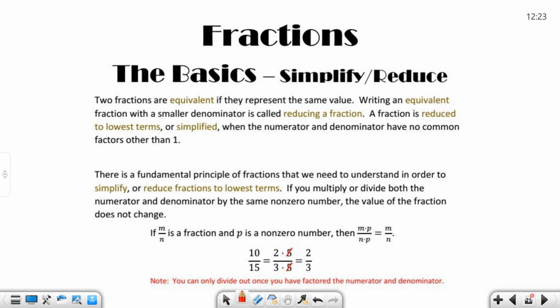If you had a plus, is that multiplied? No. So you cannot cross that out. You cannot do anything with this. There's plus signs. This is multiple terms, 2 terms. You can only divide out when you have one term. 2 times 5 is one term, because terms are separated by pluses and minuses. Okay?